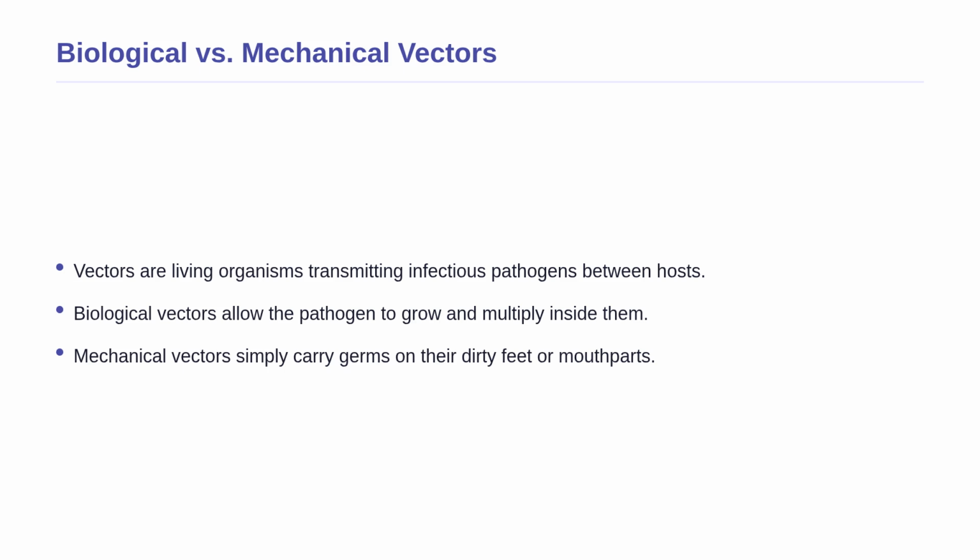First, they can be biological vectors. In this case, the pathogen actually grows, develops, and multiplies inside the insect's body before it is passed on. Mosquitoes are a classic example of this. Second, they can be mechanical vectors. Here, the insect does not host the pathogen internally. Instead, it simply carries the germ on its dirty feet or mouth parts from a contaminated surface directly to your food or body.